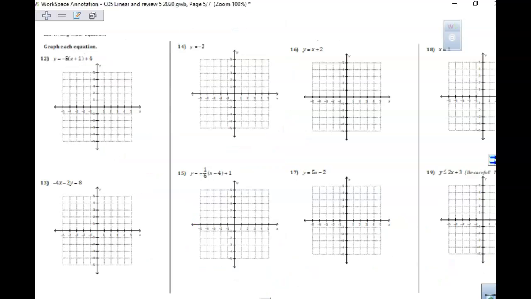All right, so looking at your graphs, it is really important that you understand the starting point. Like in number 12, Harper, what form of the equation is it when you look at number 12? What form? Point slope, slope intercept, standard.